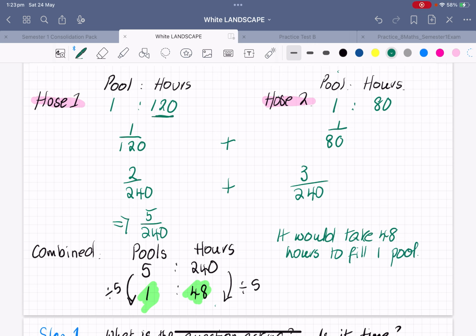And that's it. Whether you have more than 3 events, it doesn't matter. We just add 3 fractions. Now I'm going to give you another one.